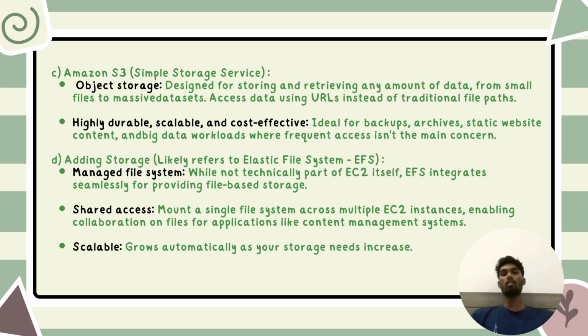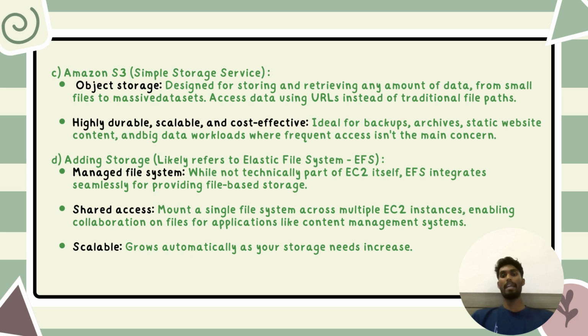So for the third one, which is Amazon S3, which is a simple storage service, it has object storage, which is designed for storing and retrieving any amount of data from small files to massive datasets. So access data using URLs instead of traditional file paths. So the second one is it is highly durable, scalable, and cost effective because it's ideal for backups, archives, static website content, and big data workloads where frequent access isn't the main concern.